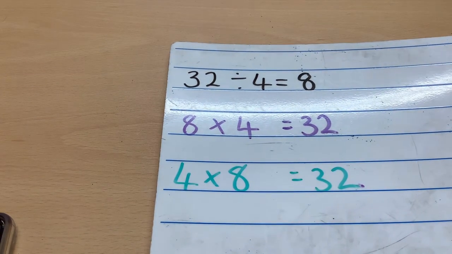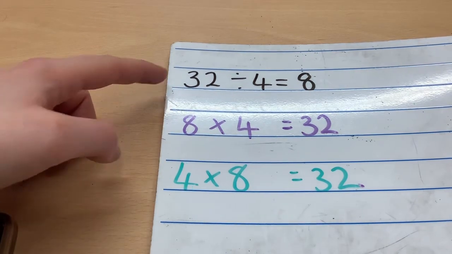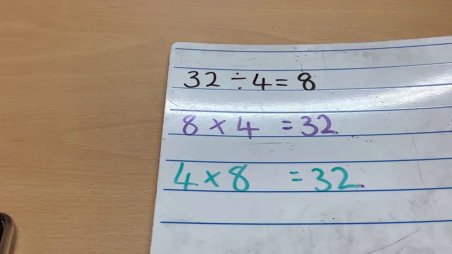So remember, each time you do the inverse, the numbers in the equation should stay the same as the numbers in that top equation. The order of them is what is switched around.